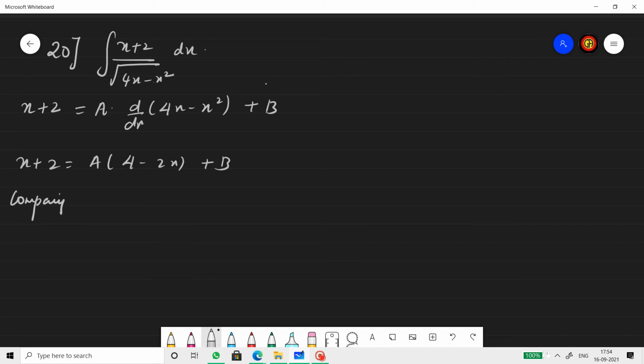Comparing the coefficients of x terms on both sides, we get 1 equals minus 2a. So a will be minus 1 by 2.